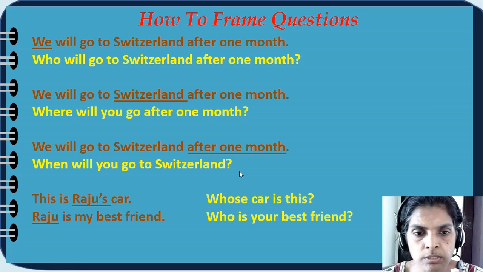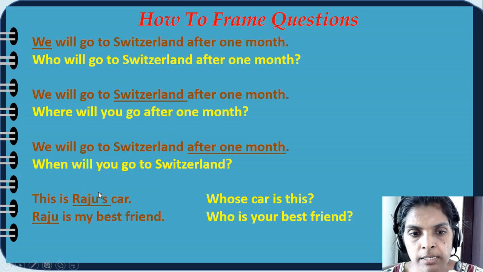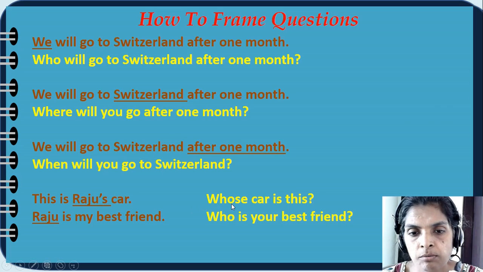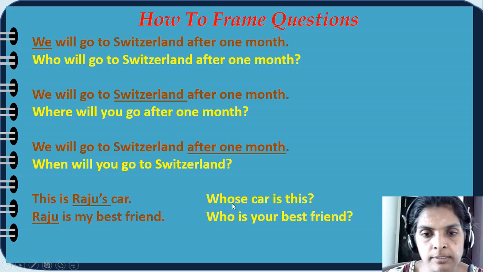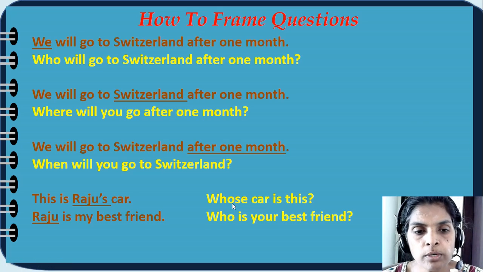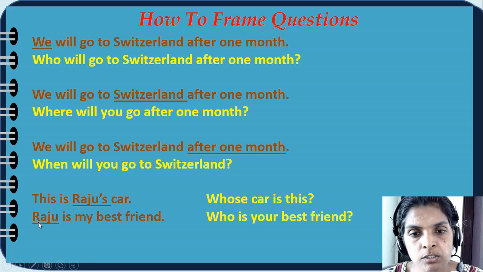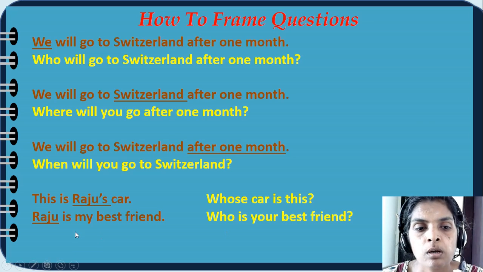This is Raju's car. See here apostrophe. It is the car which belongs to Raju. So it will be whose. Whose. This is the word which you have to use. It belongs to Raju. So Raju's car. So we should ask whose car is this? Raju is my best friend. So Raju, again it is a person. So who? Who is your best friend?